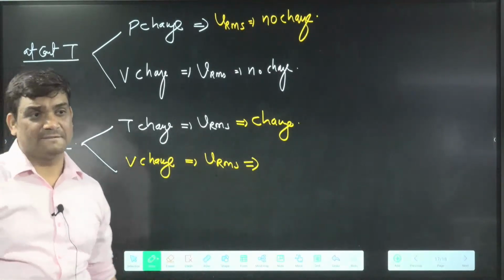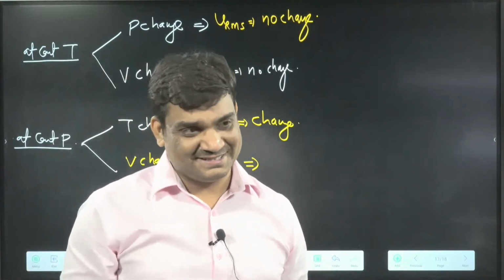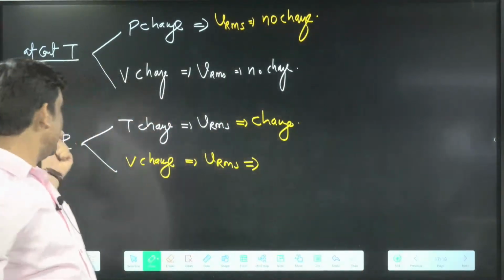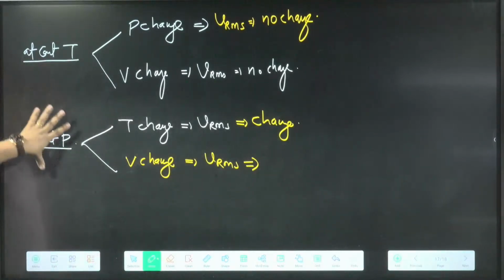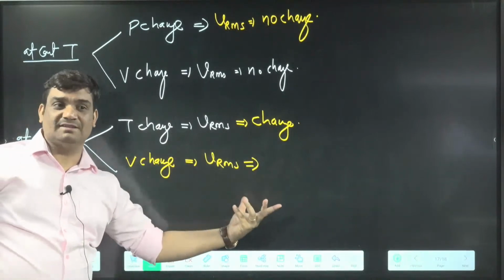This last one, what do you say about this question? It will change or will not change? In the last one, the question will be like this: at constant pressure, volume of a gas doubles, volume of a gas triples, then what will happen?